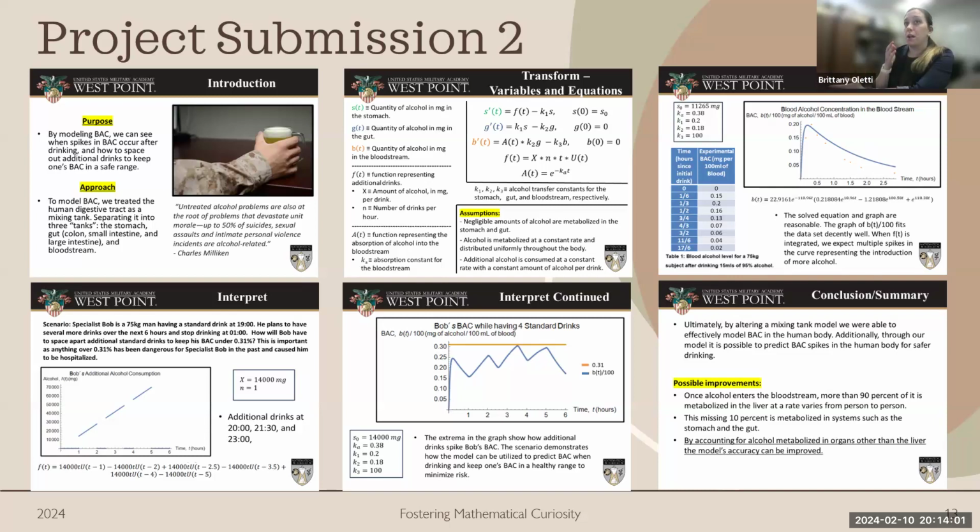So they brought it back to the real world where they did this interpretation where they know they're going to have soldiers who'd like to drink. They say, hey, Bob's going to start drinking at 7. He plans to have several more drinks. How will Bob have to space apart these drinks to keep his blood alcohol under 0.31%? I loved that part. You know, these are 18 and 19-year-old kids, and I said, you should probably stop well before that, but they did really good here.